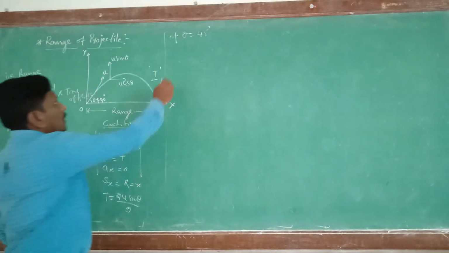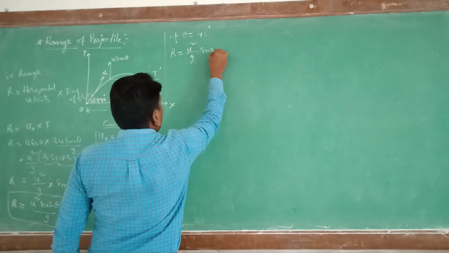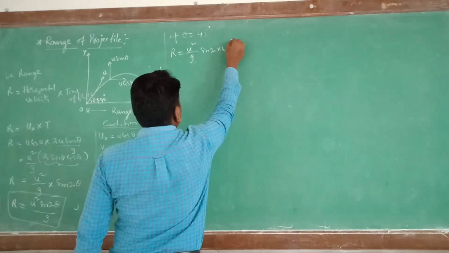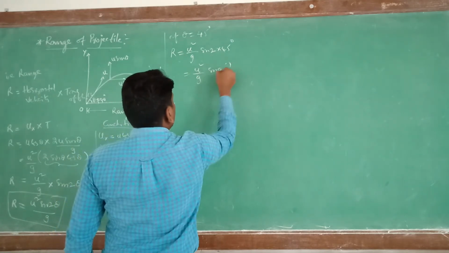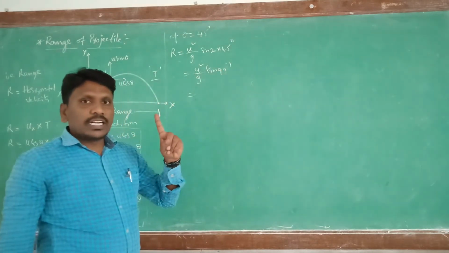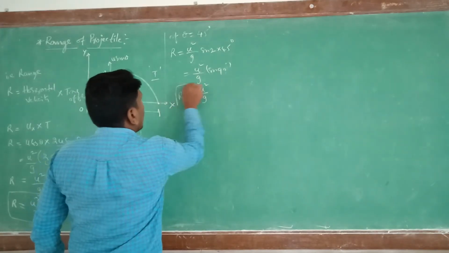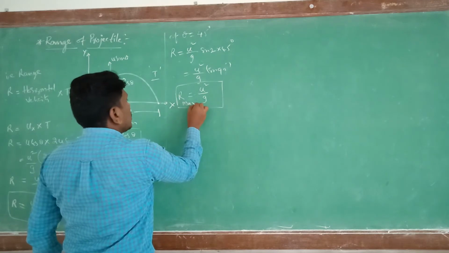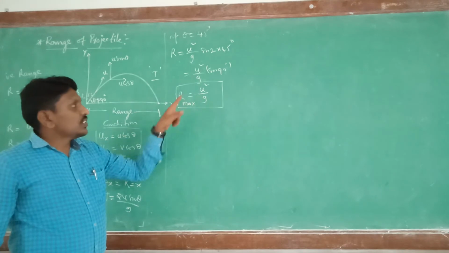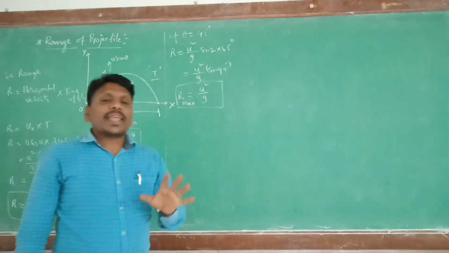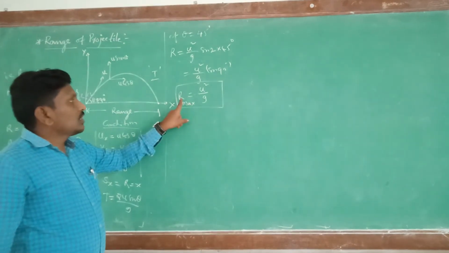what happens? Range R is equal to u square by g into sin 2 into 45 degrees, then u square by g into sin 90 degrees. We know the sin 90 value is 1. So u square by g is equal to R, that is R maximum. R max is equal to u square by g. So this is the expression for range, and this is the equation for maximum range.